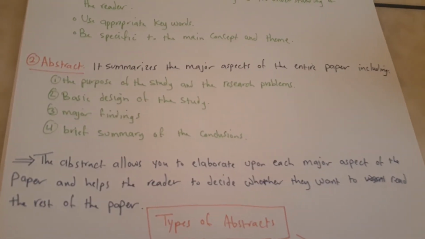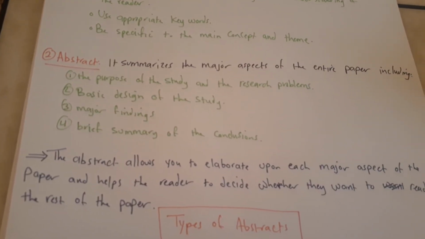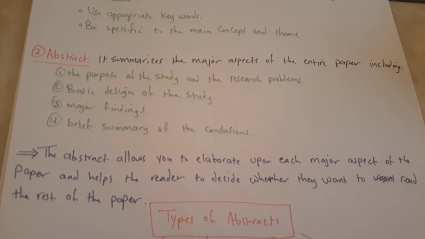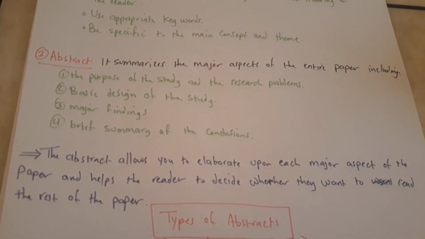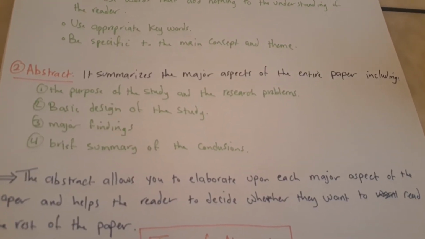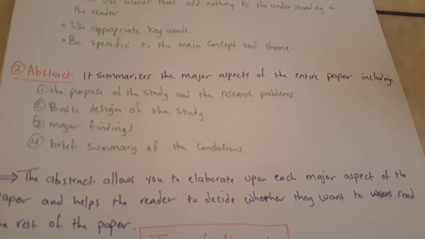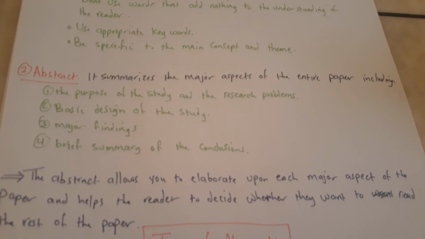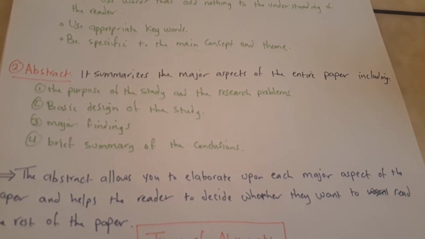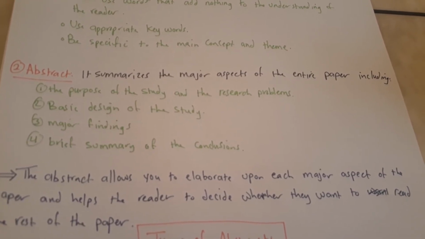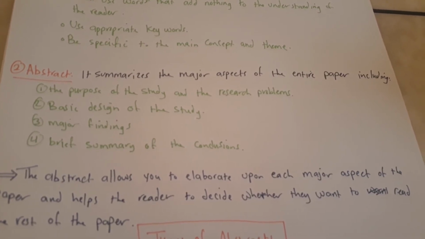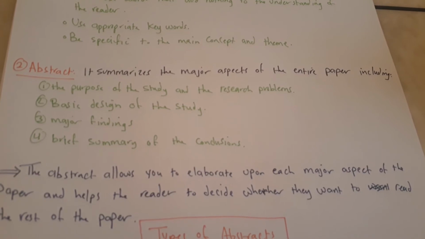Now we start with the first section you read or anyone would read in a proposal. So what is an abstract? Abstract is a summary of the major aspects of the entire paper. It includes the purpose of the study and the research problems. It includes basic design of the study, the major findings, and a brief summary of the conclusions.